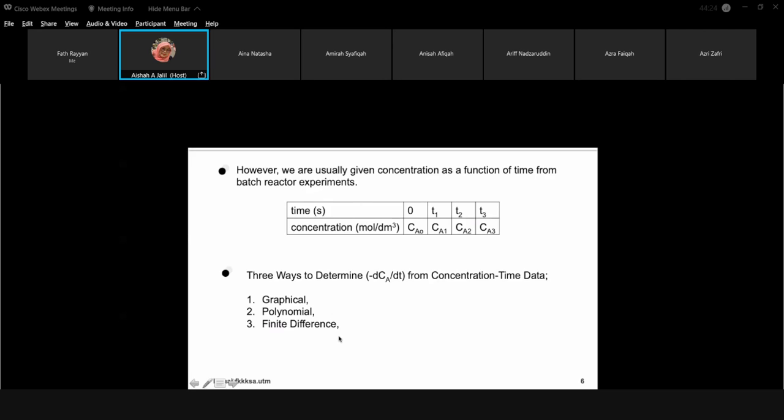Finite difference is also a calculation. Why do you have to determine this? Because you want to plot the graph of dCA over dt to find your alpha and k.